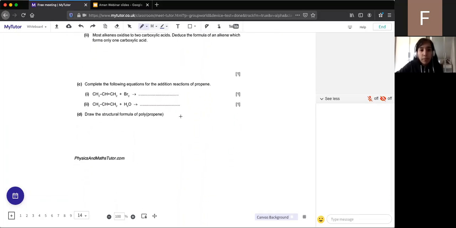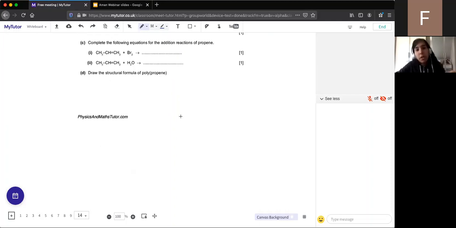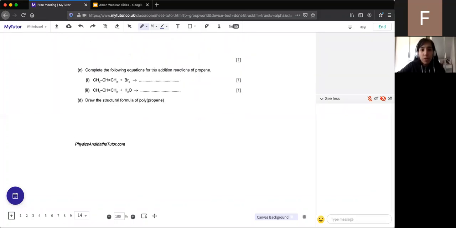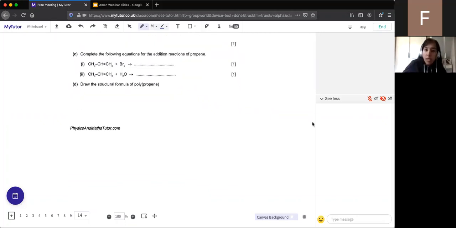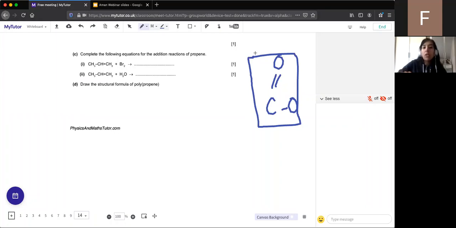Okay, so complete the following equations for the addition reactions of propene. So what happens, or what is produced when we react this alkene with bromine? Someone's asking, isn't it propane ethanoate? No, these are all carboxylic acids here. So the ethanoate molecule is CO. That's the ester bond. There's no ester bond in those, it's carboxylic acids. So what's the first one? Any idea? I want the equation, so the chemical formula, not the written words.